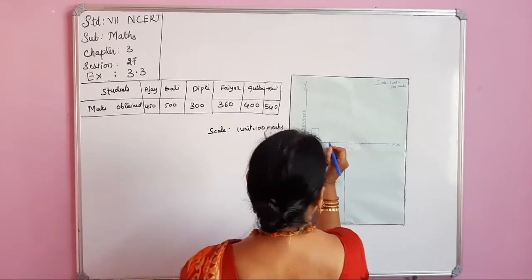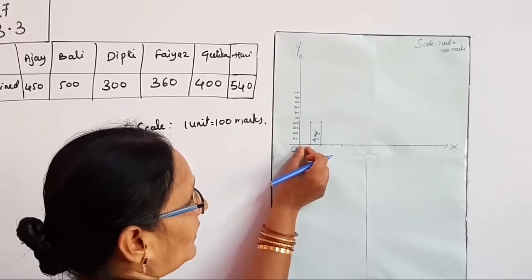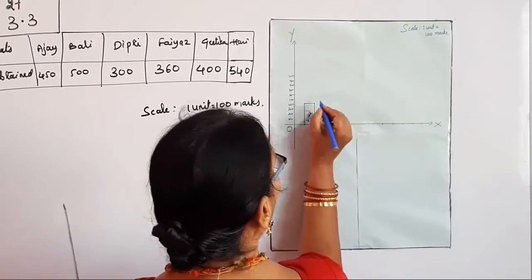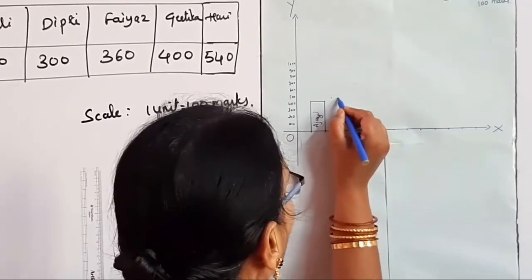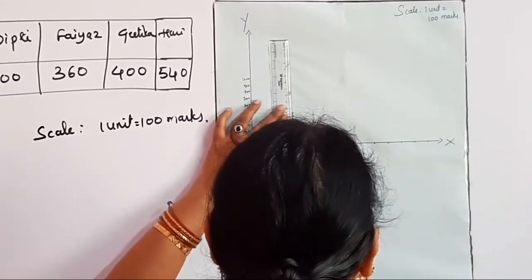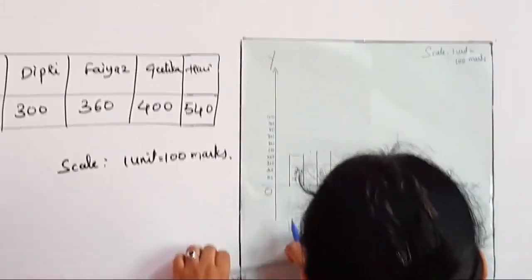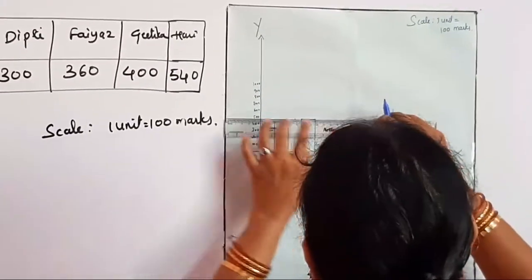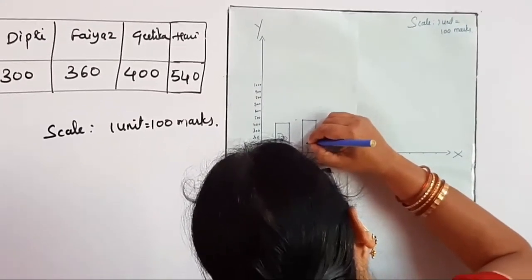Bali scored 500. See, equal uniform width. Here two boxes we left, two boxes we used. Here also again only two you have to leave. 500. Where is 500? 500 is here. Okay. Now this bar graph is for Bali. Okay, 500. This is whose? Bali scored 500.